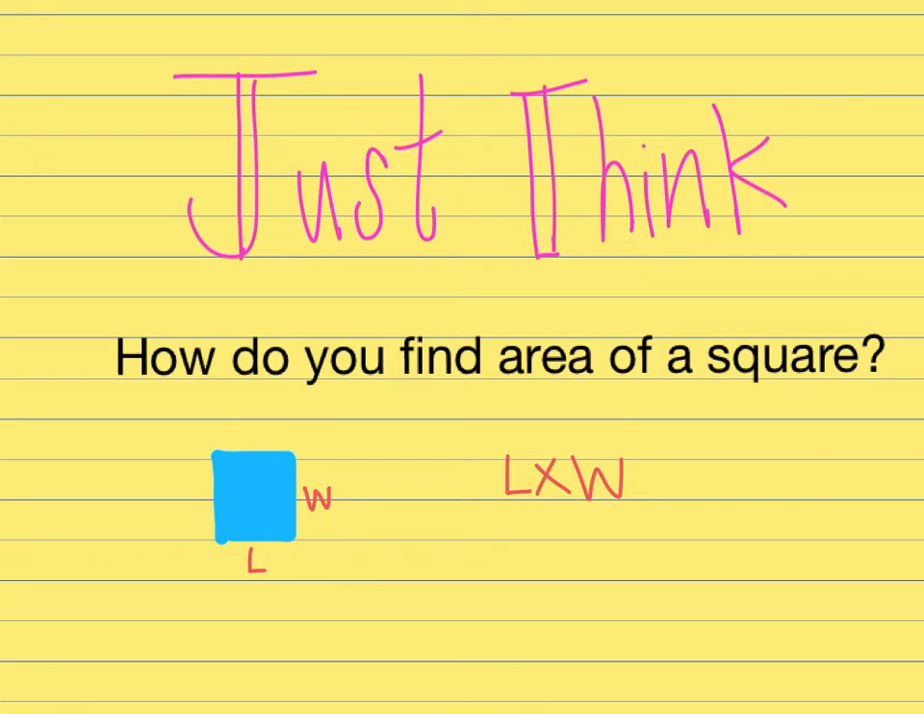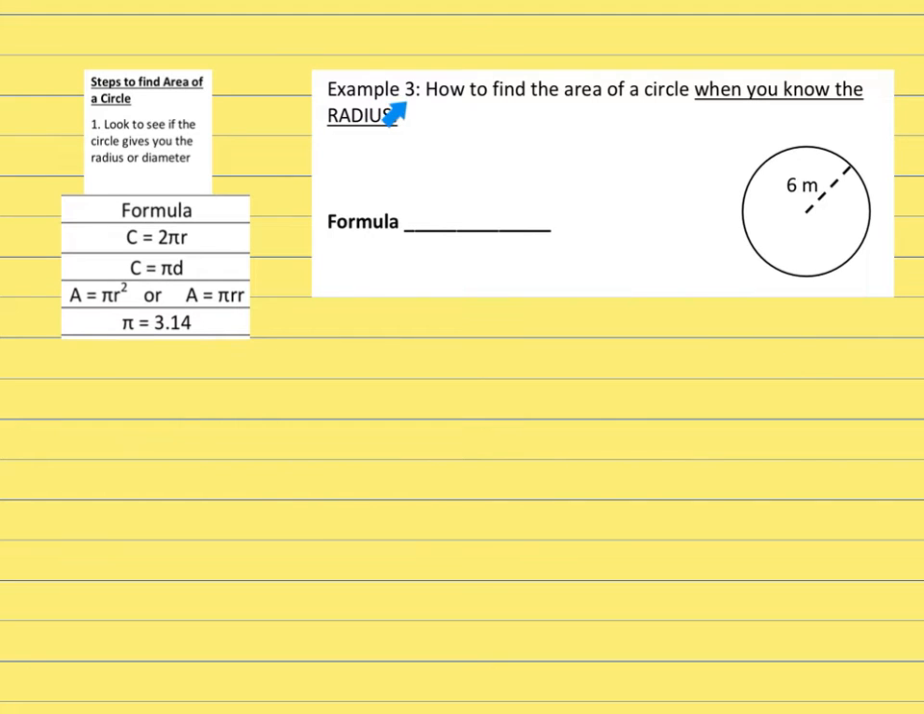So we're going to apply that thinking over to do area of a circle. If you're in my class, none of this screen was on your notes. That's why it says just think. Okay, so now we're going to look at area of a circle. Example 3 says how to find area of a circle when you know the radius.